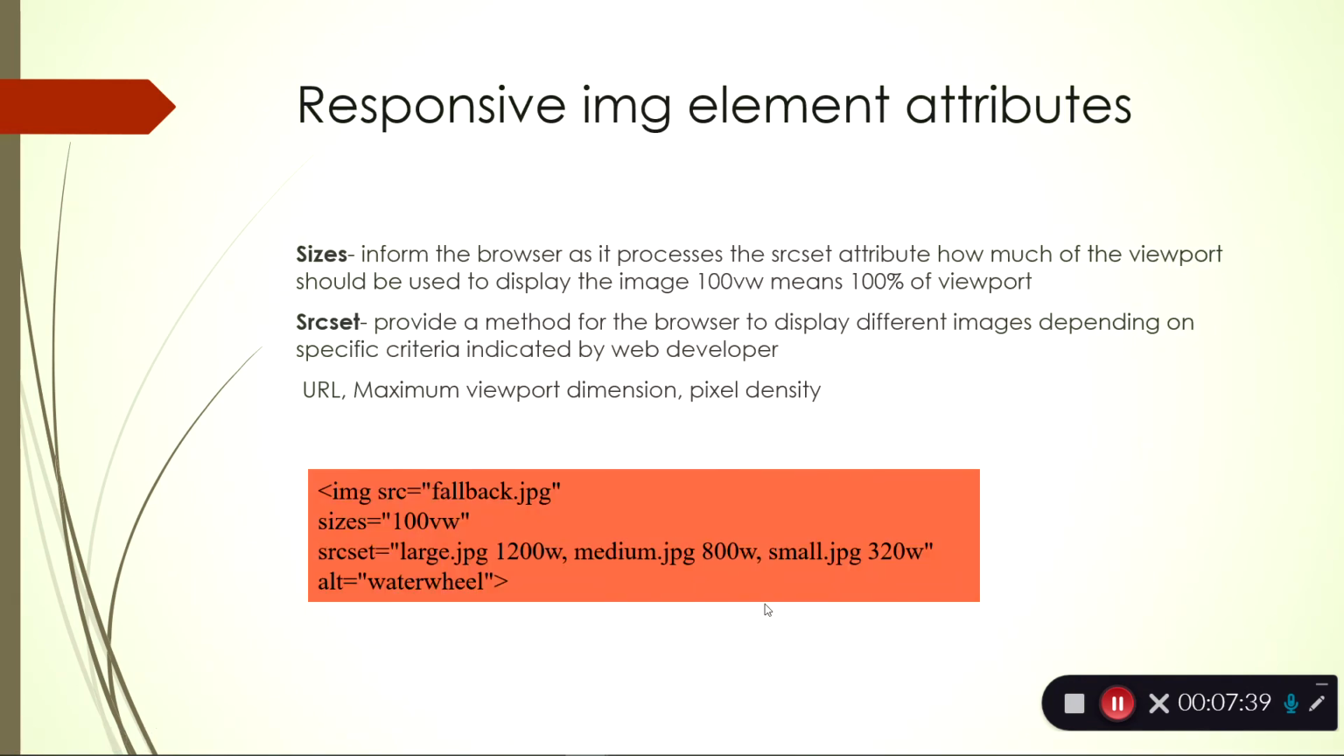So the next thing, the responsive image element attribute. The responsive image element is the same image tag. In this image tag, you can use the attributes sizes and srcset. With sizes you can specify to the browser how much viewport should be used to display. That means if it is 100vw, 100% of the viewport will be used for the display.